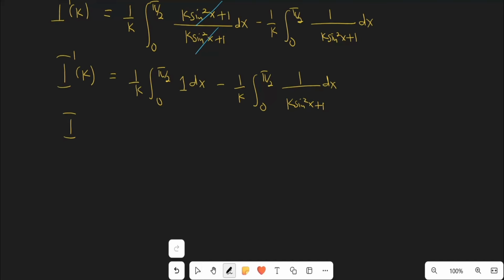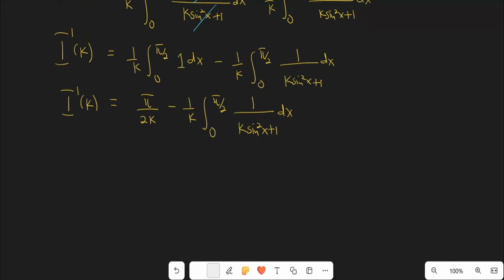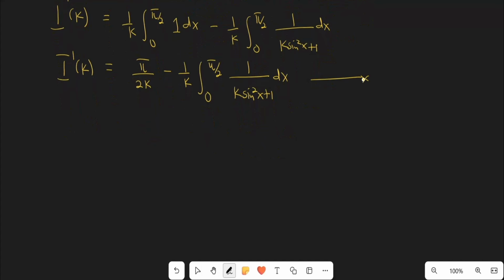So that is going to be I prime of k equals 1 over k times pi over 2. So pi over 2 times 1 over k is pi all over 2k. Then minus 1 over k, the integral from 0 to pi over 2 of 1 all over k sine square of x plus 1 dx. So permit me to call this one equation double star, because we'll have to come back to it later on.